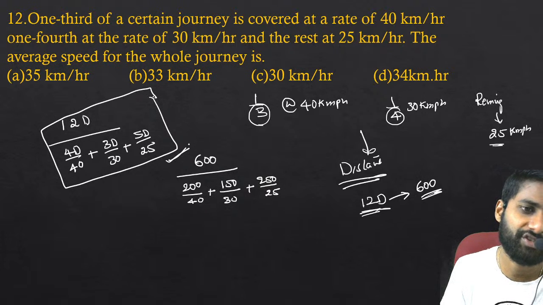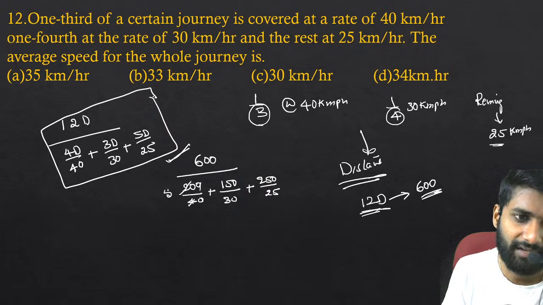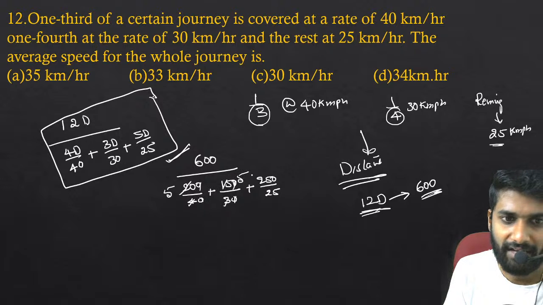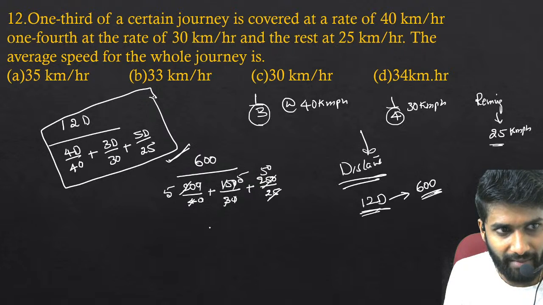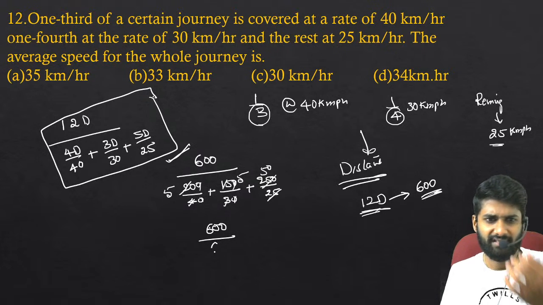So in this way, just assume a value. Now see, this is exactly equal to 5 times, and this is exactly equal to 5 times. This is exactly equal to 50 times. So the entire value becomes exactly 600 divided by 60.